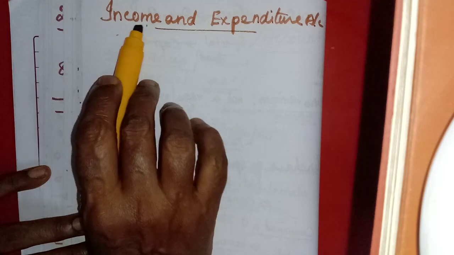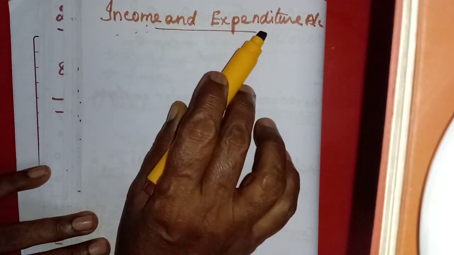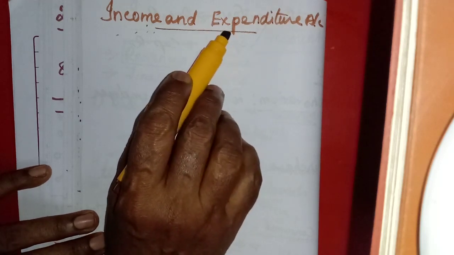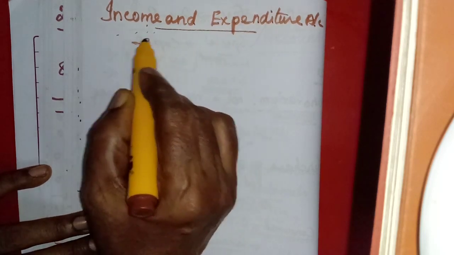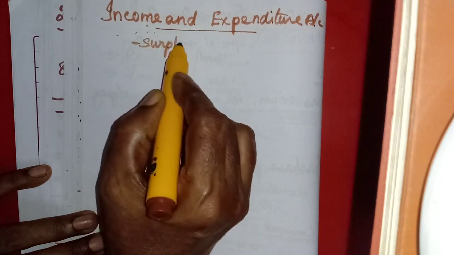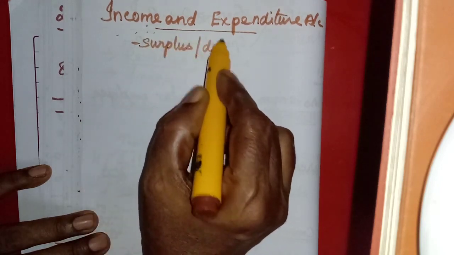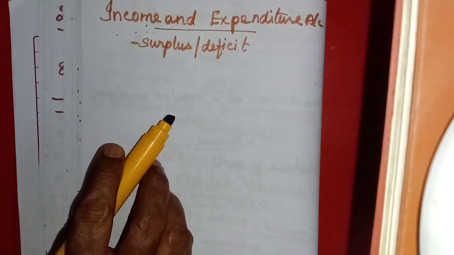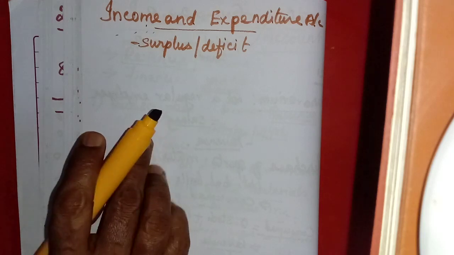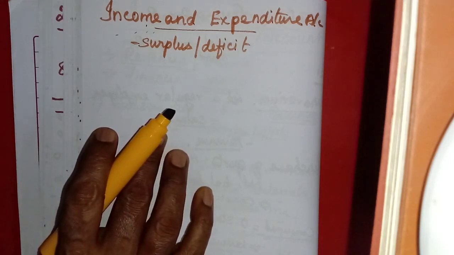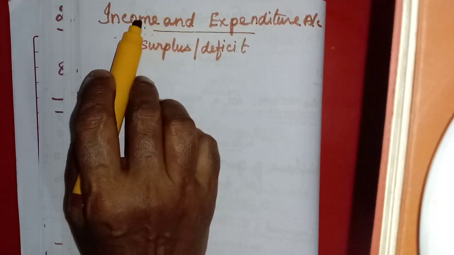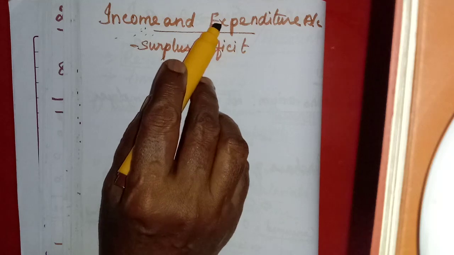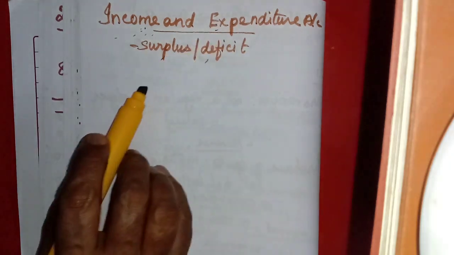What is the purpose of preparing this income and expenditure account? It is prepared to find out the surplus or deficit. The equivalent account to this is the profit and loss account, from which we calculate either the profit or loss. But here, if the income is more, that is called the surplus. But if the expenditure is more, that is called the deficit.